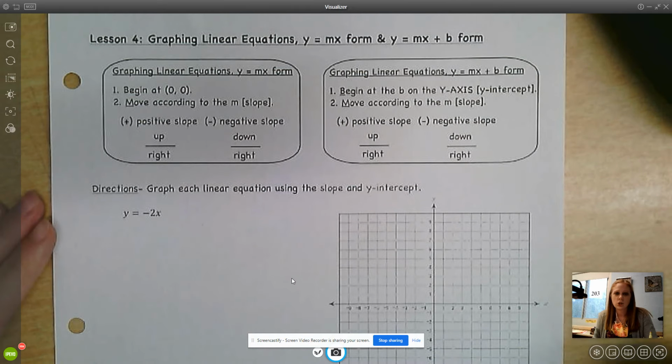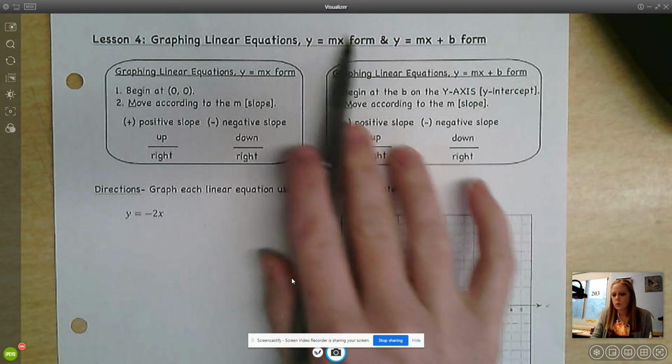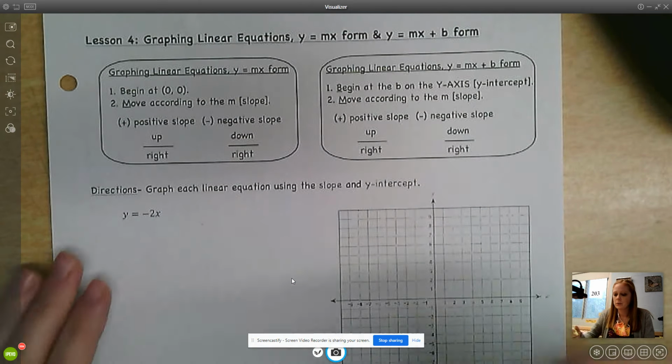Hey guys, so today is Tuesday, October 13th, and I'm going to go over the lesson that we did in class today. Lesson 4, graphing linear equations when they're in y equals mx form as well as y equals mx plus b form. So first let's talk about y equals mx form.